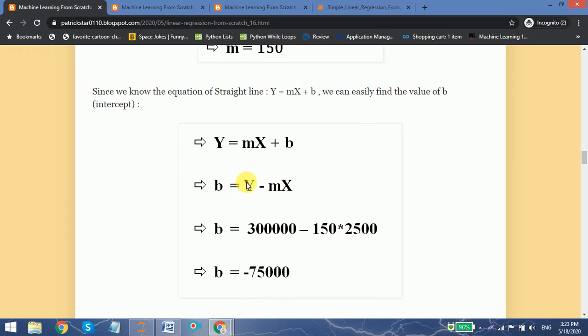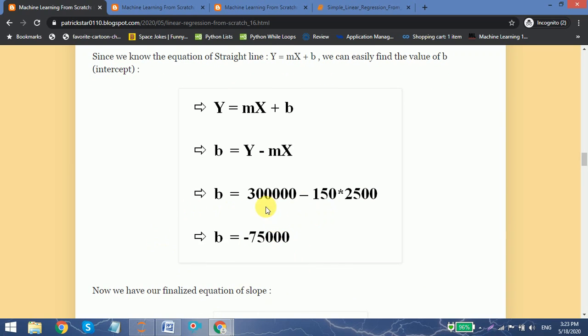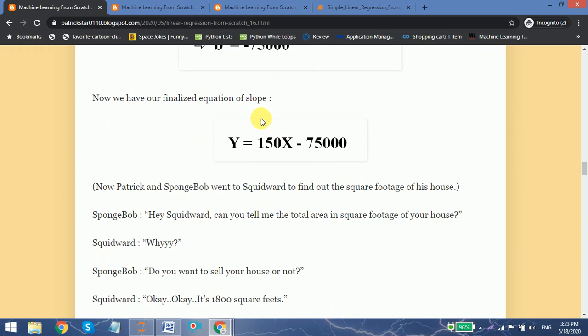Okay, to find the y-intercept of our line, we have y minus mx. We can derive it from our main equation. So we have the y-coordinate, the slope of our line, and the x-coordinate, and we will get our y-intercept as minus 75,000. Here you can also take the x coordinate as 1500 and the y coordinate as $150,000, and you will get the same result. Okay, so now we have our finalized equation of the line, that is y equals 150x minus 75,000, where x is the area of our house and y is the predicted selling price.